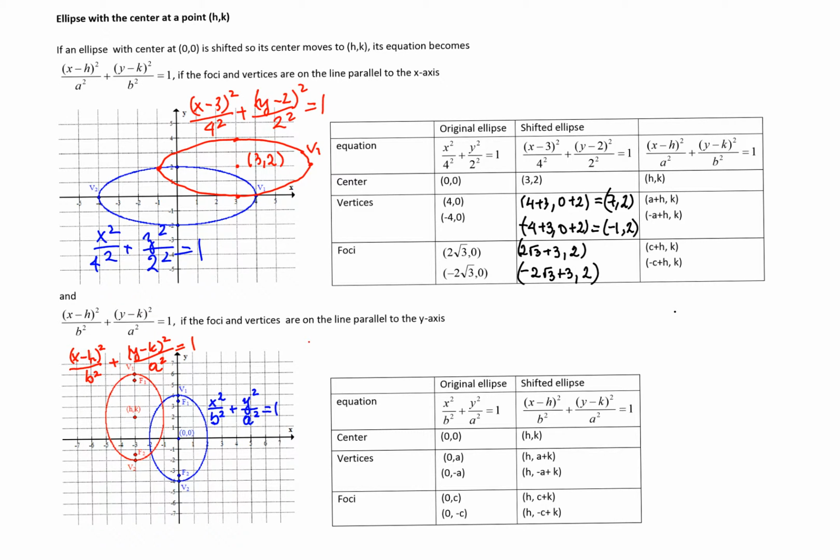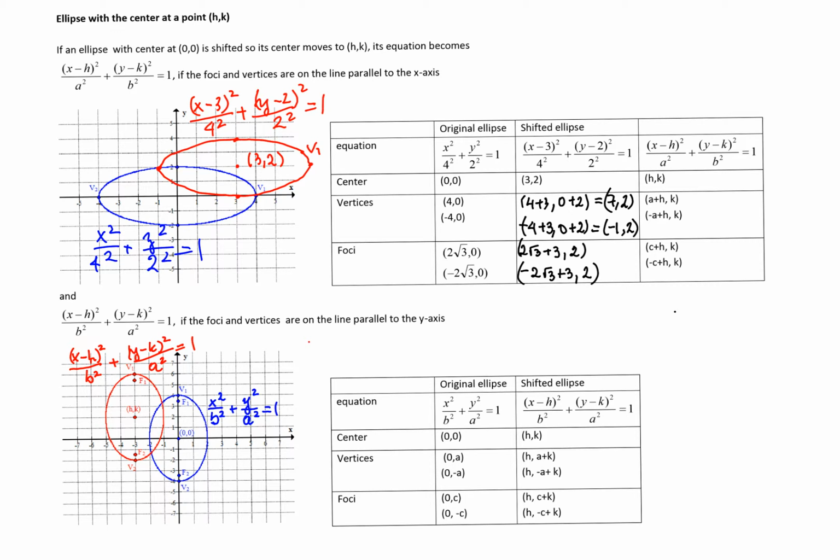In general, when the ellipse x squared over a squared plus y squared over b squared is equal to 1 is shifted so the center is at the point (h, k), we obtain the equation of this form. And the center, vertices and foci are going to change accordingly, again according to the formula. The x coordinate of the points is going to change by h, the y coordinate by k.